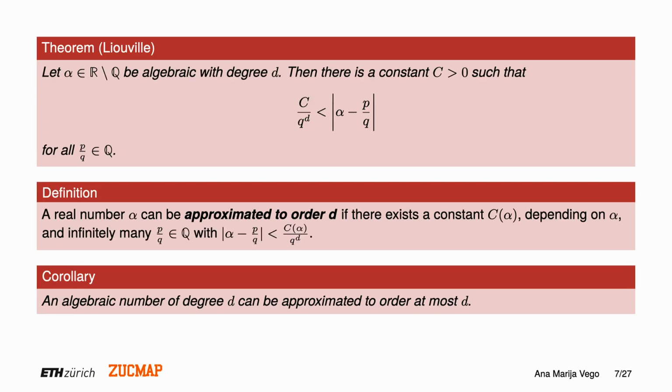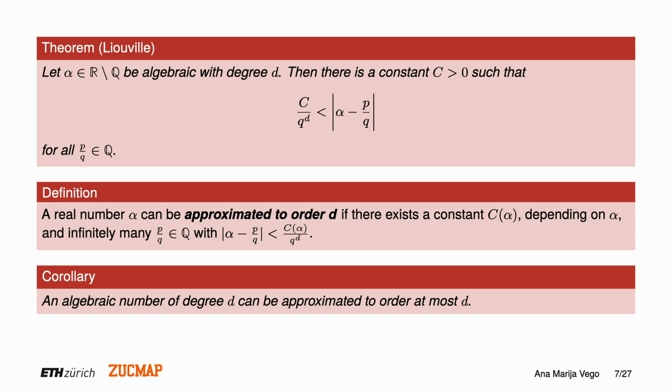And if we introduce a bit of terminology, we can say that a real number is approximable to order d if there exists a constant which depends on that real number and infinitely many fractions such that we can bound this difference also from above by the constant divided by q to the power of d. And then one can show that a corollary of Liouville's theorem is that an algebraic number of degree d can be approximated to order at most d. Okay. And I will not go into the proofs of these theorems. They're actually rather simple, but I rather want to talk about how these theorems can be applied.